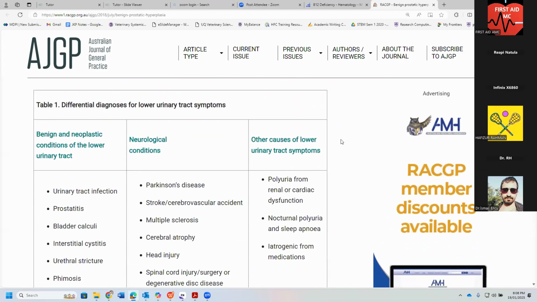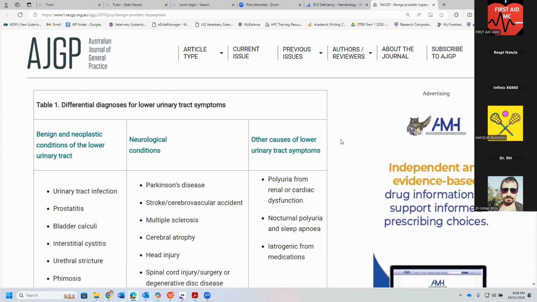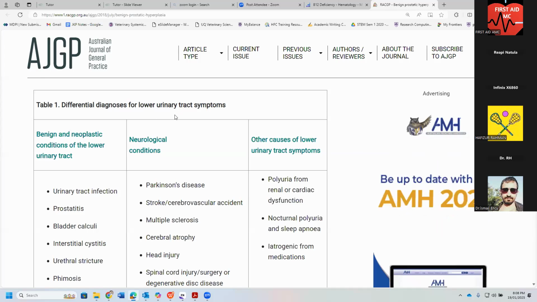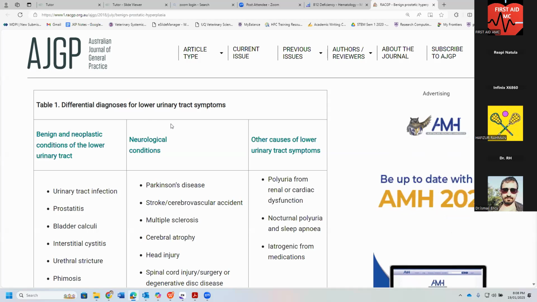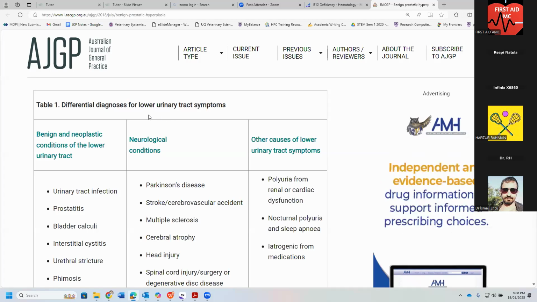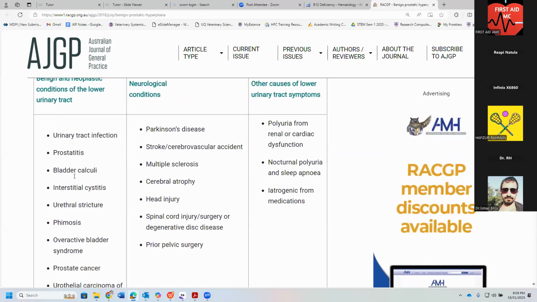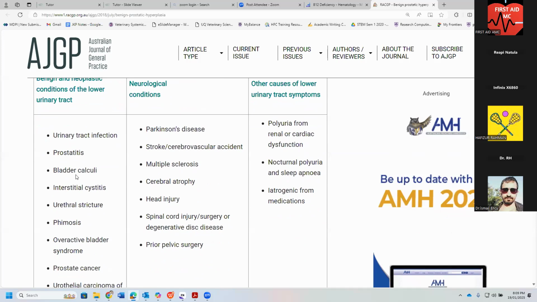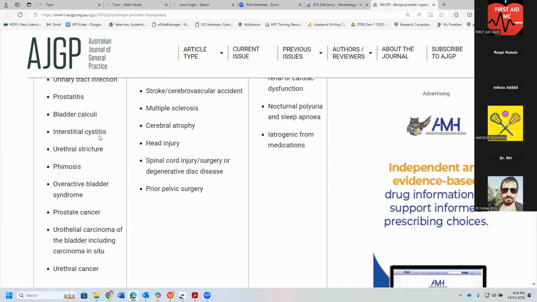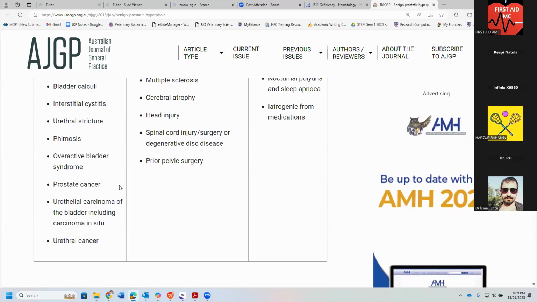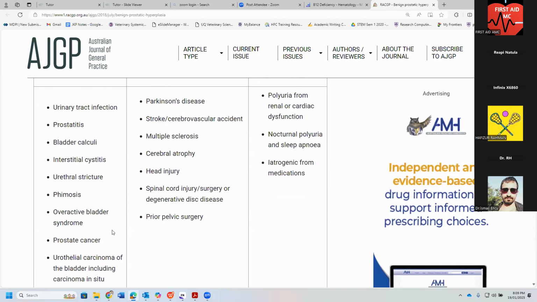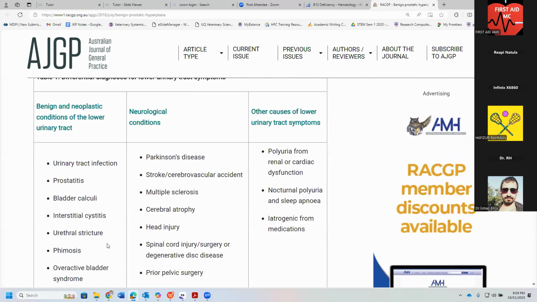Yeah, okay. So we know that this is a moderately enlarged prostate. The patient is presenting with lower urinary tract symptoms, for example urgency, frequency, urinary obstruction. We know about the differentials, right? It could be a UTI. It could be prostatitis. It could be a bladder calculi. It could be cystitis, urethral stricture, overactive bladder syndrome, prostate cancer, bladder cancer, urethral cancer, or BPH, right?